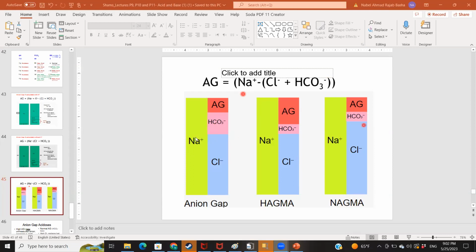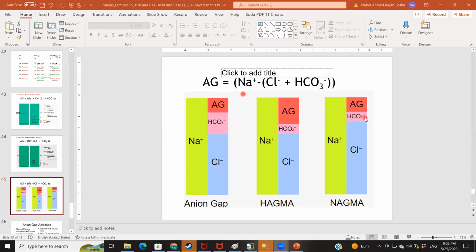Sodium, to understand. And this is a normal anion gap metabolic acidosis. So it's a type of metabolic acidosis. What happens in this metabolic acidosis? As in every metabolic acidosis, bicarbonate is going to decrease. You can see that here is the normal bar of bicarbonate, and you can see how it shrinks to this level.